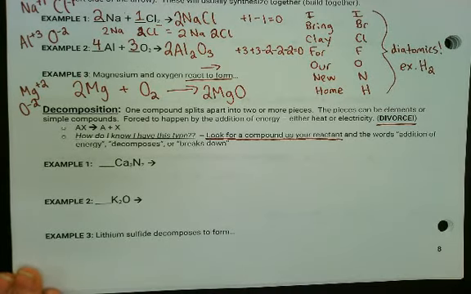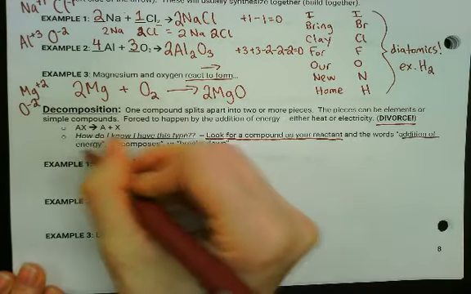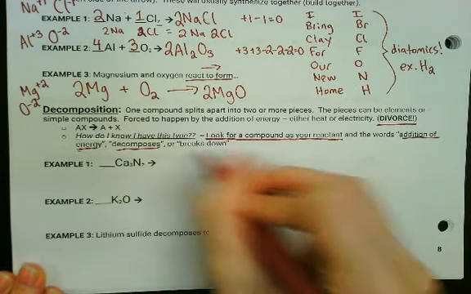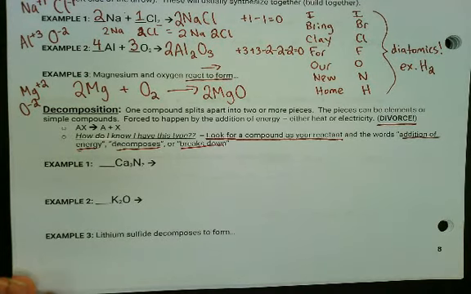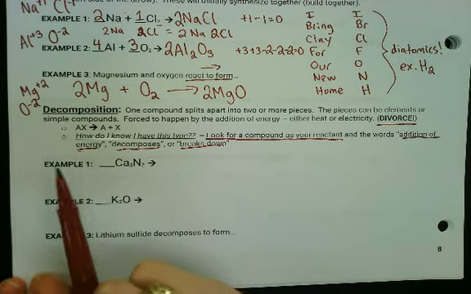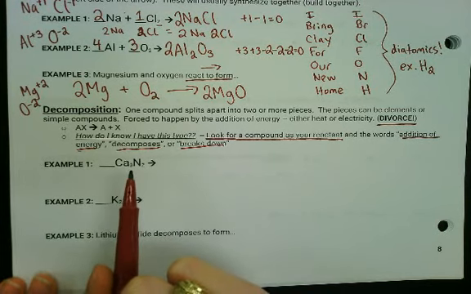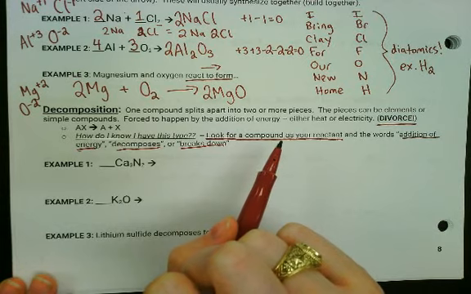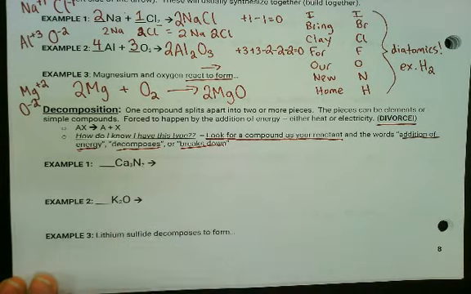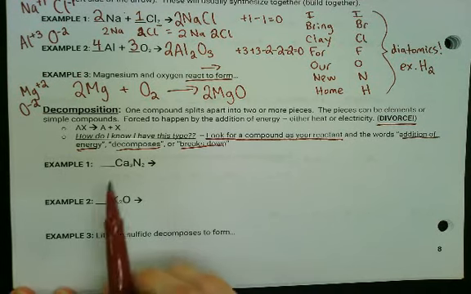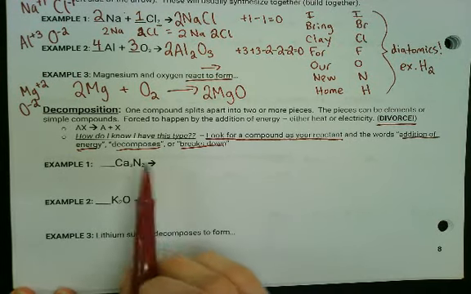If we have a word equation, we might see the words addition of energy, decomposes, or breaks down. Those are going to be our key words that let us know decomposition is happening. So for our first example, we have a formula, and I do see that it is a compound. So we have a compound as our reactant. We're going to have some decomposition happening. For decomposition, it's going to split into 2.